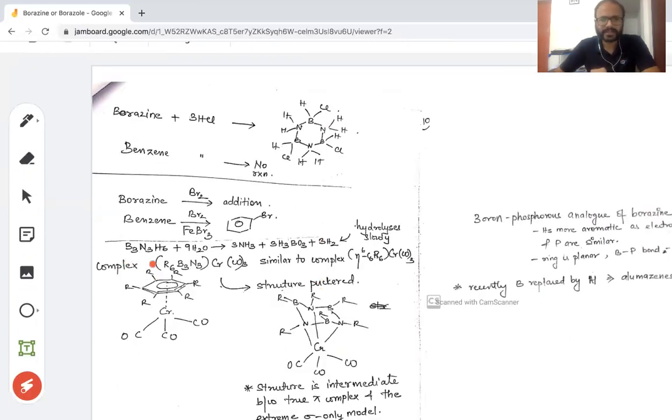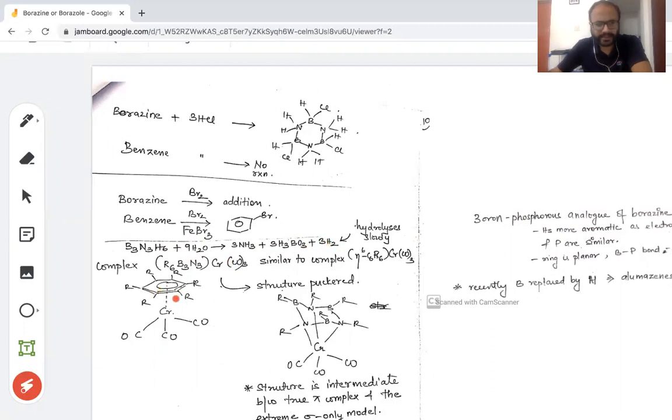Now borazines usually hydrolyze slowly in water, and they form boric acid, that is H3BO3, and hydrogen gas evolves. So this is one of the properties of borazine, that over a period of time they get hydrolyzed in the moisture to form ammonia, boric acid and hydrogen.